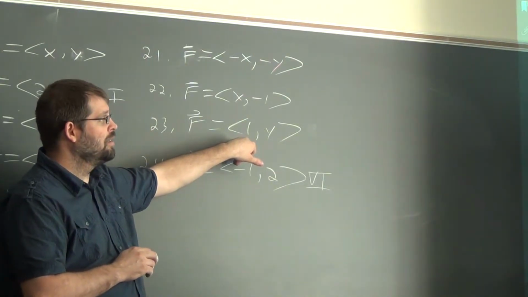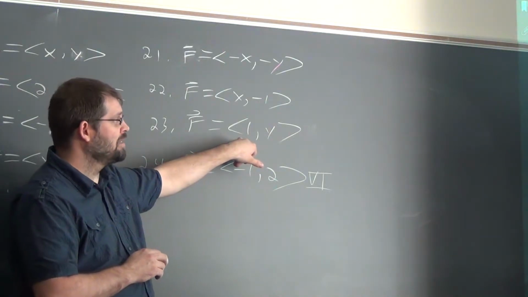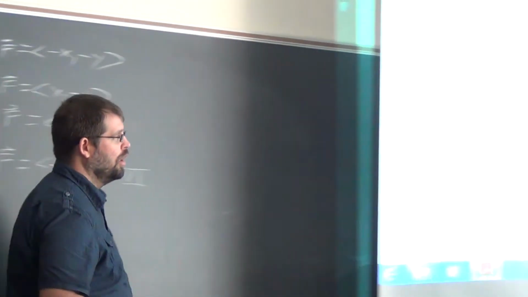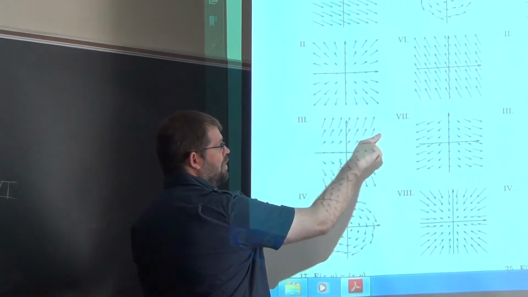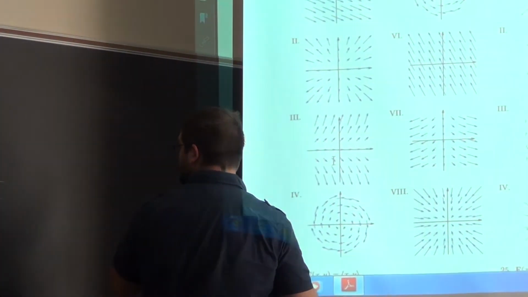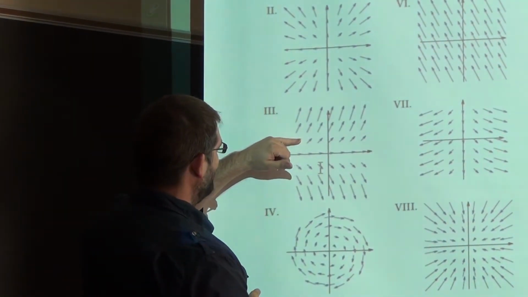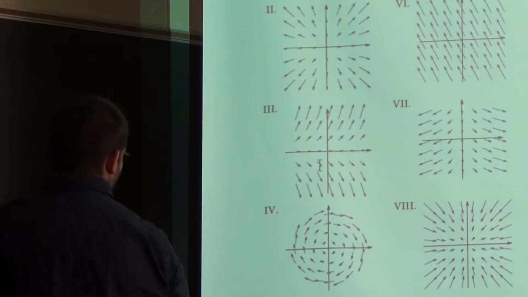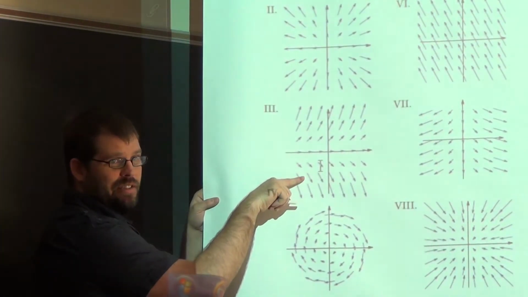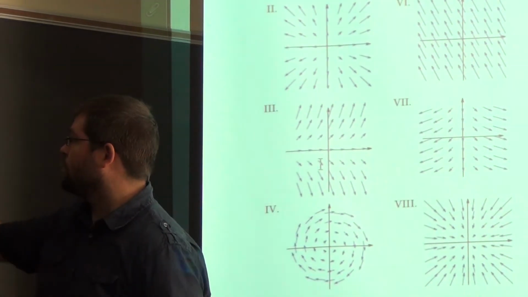Which one is that? 3? Yeah, I think that looks right. Horizontally, you get the same vector no matter what, and let's make sure: up here we have positive x, positive y, so when y is positive that's right, and then down here you get positive x, negative y. So I think that looks good. That one should be 3.